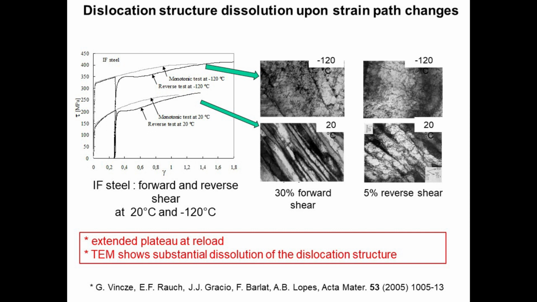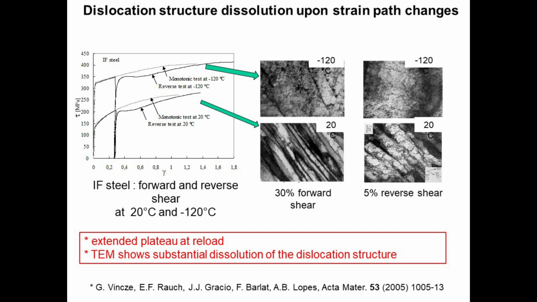They were done at minus 120 degrees C and 20 degrees C, so at low temperature and at room temperature. So the material was deformed by shear in the forward direction, and then it was reloaded in the reverse direction in both cases. So in both cases you see two things: that the yield stress is lower than the value at unload, that there is a plateau in the stress strain curves, and then the hardening starts catching up and reaching the value that you would have if you do just a monotonic shear test.